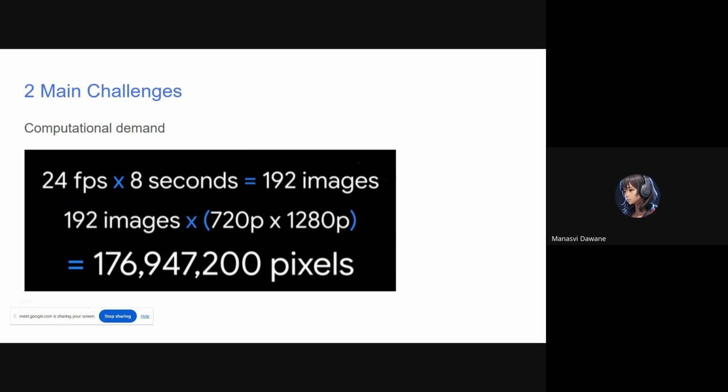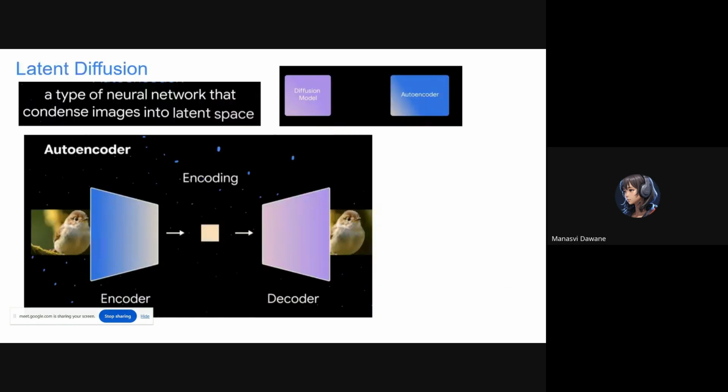The second main challenge is computational demand. For example, let's take 24 frames per second for an 8-second video. In order to generate this, we need 192 images. And if those 192 images are 1280 by 720 pixels, the pixel count will be approximately 177 million. That is too much, so we need to solve this. In order to solve this problem, we have something called latent diffusion. Latent diffusion is used by a lot of open source companies, like Stable Diffusion.